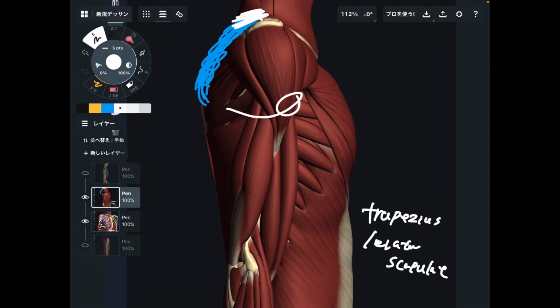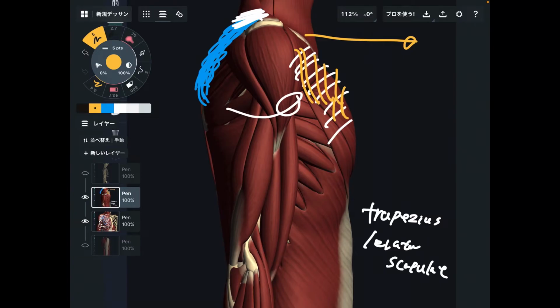And what causes this rounded shoulder? What causes the shortening of chest muscles? One reason is smartphone, tablet, and computer. We look at the computer and we bring the head forward. This head forward position creates shortness of anterior muscles and elongation of back muscles. This is the major cause.